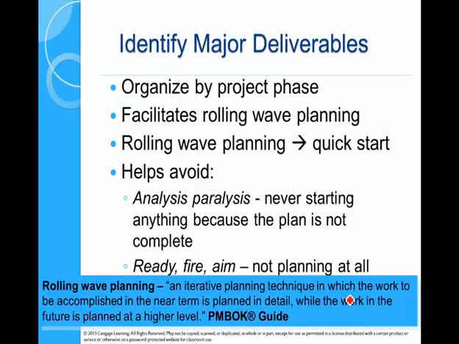The advantage of this is that project plans can get quite big, so upwards of 300 pages. So if we're doing detailed planning for the whole project, which might be 18 months of work, then we don't get started. It's called analysis paralysis, and we keep planning what's going to happen in 18 months' time.